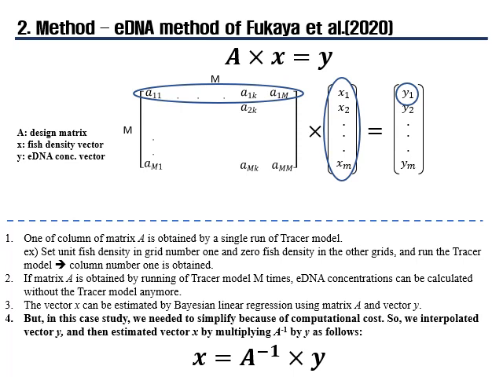And the vector x, the fish density vector, can be estimated by Bayesian linear regression using matrix A and vector y. However, in this case, we needed to simplify because of computational cost, so we interpolated vector y and then estimated vector x by multiplying the inverse of A by y, as in this equation.